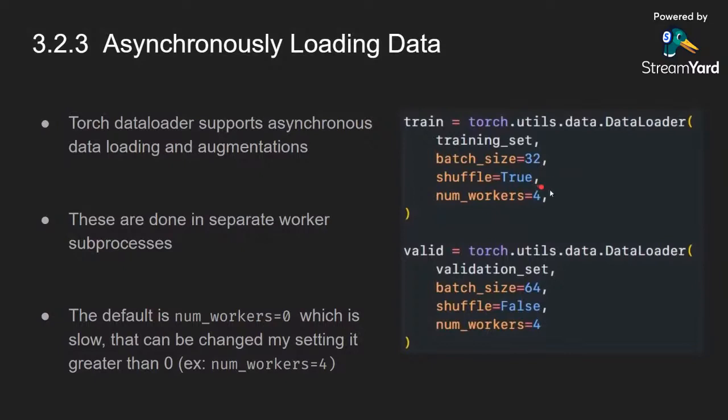For example, 4 is the number that I use most often, so num_workers is 4. It really depends on your CPU and GPU. This will speed up the process by doing parallel processing. The work will be done in parallel on separate worker subprocesses. So this is where using data loaders is really a huge thing. This is where it really comes into play.